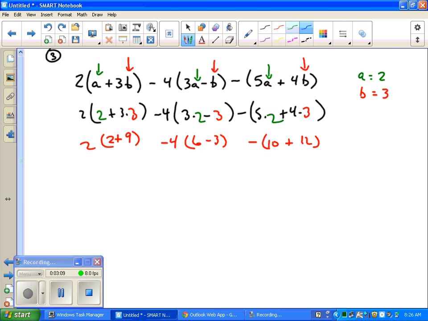Simplify what's inside the parentheses again. 2 plus 9 is 11, and it's multiplying by 2. Minus 4 times 6 minus 3 is 3. Minus 10 plus 12 is 22. So 2 times 11 is 22. Minus 4 times 3 is minus 12, minus 22. 22 minus 12 will give you 10. And 10 minus 22 will be negative 12.